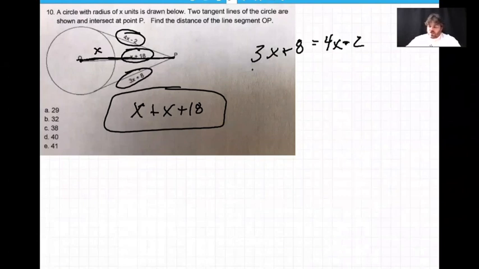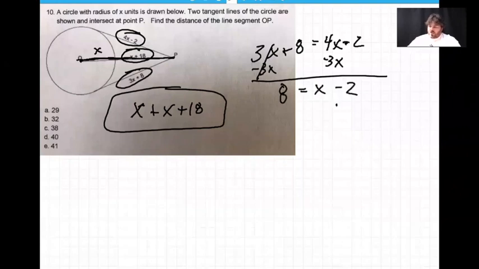So when I go ahead and solve, I subtract 3x from both sides. 3x minus 3x is 0. That leaves me with 8 on the left side. 4x minus 3x is just 1x. x minus 2, if I add 2, I get that x equals 10.